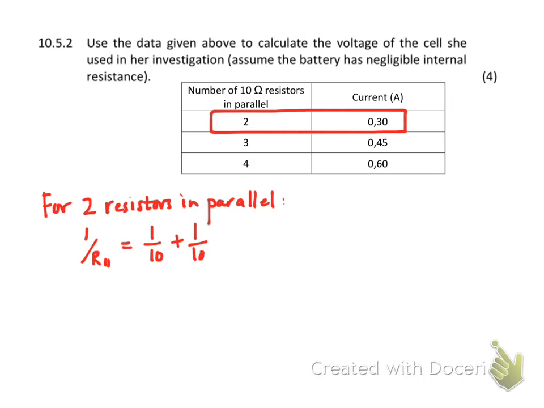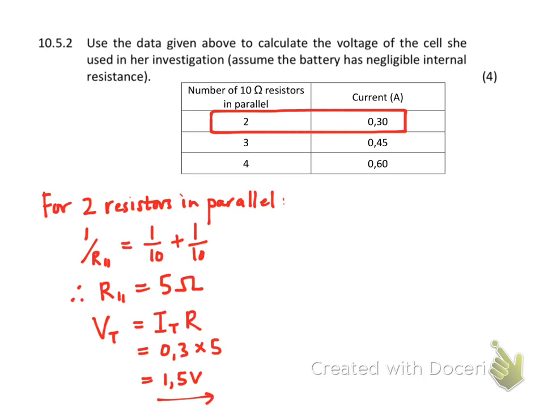1 over R parallel is 1 over 10 plus 1 over 10. And so R parallel gives us 5 ohms. And now to calculate voltage, we use Ohm's law. V equals IR. The current is 0.3, that's given in the table. The resistance is 5, we've just calculated that. And so it gives us a total voltage of 1.5 volts.